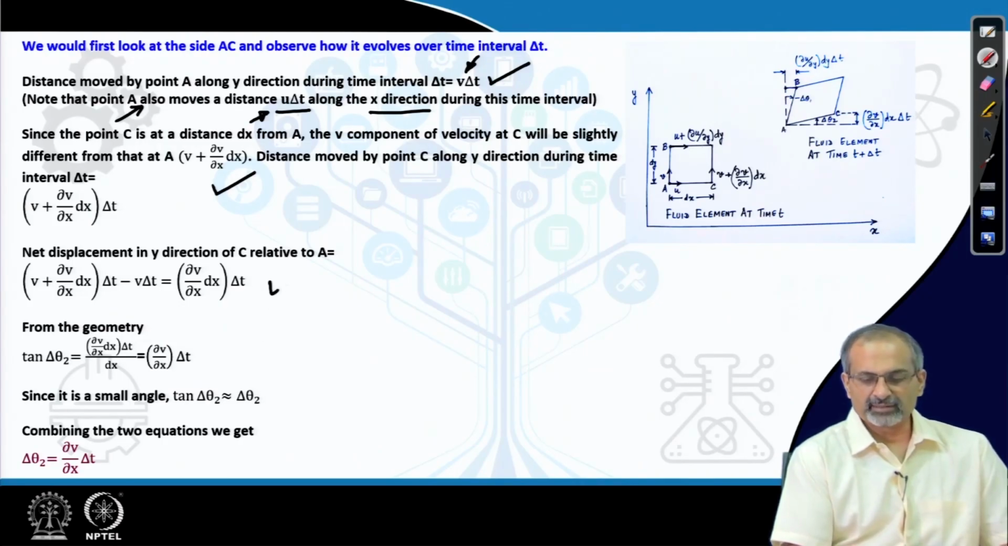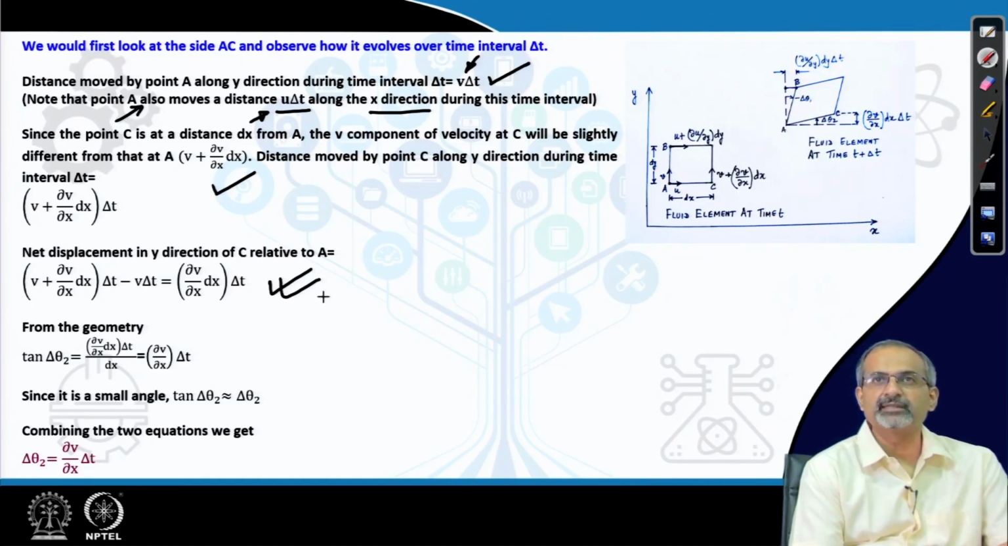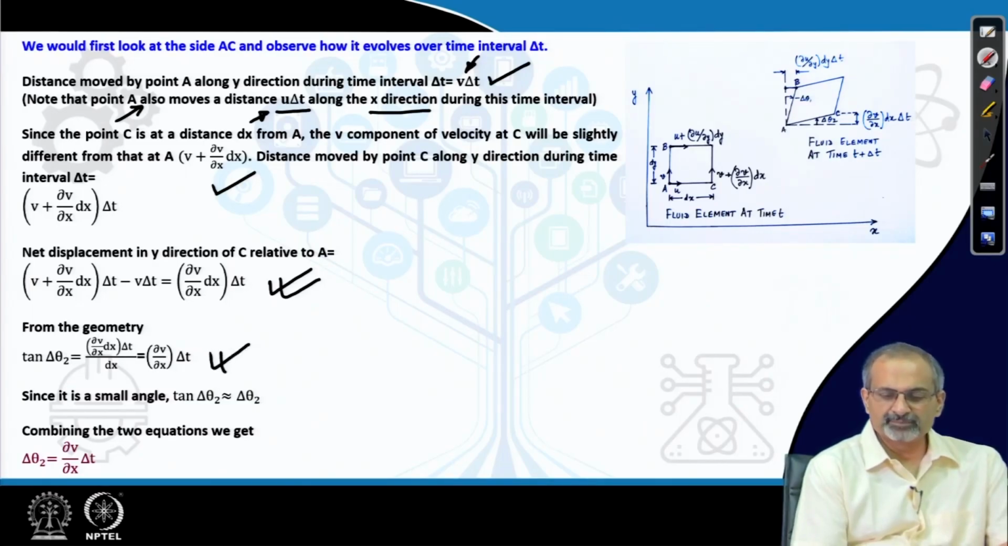And when it applies for a time interval delta t, this is the net displacement in y direction of the point C with respect to point A. And therefore, from the geometry you can define the tan of that angle delta theta 2, and since it is counterclockwise it is positive, and then you can work out that it is del v del x into delta t.